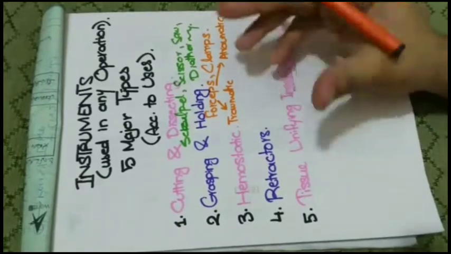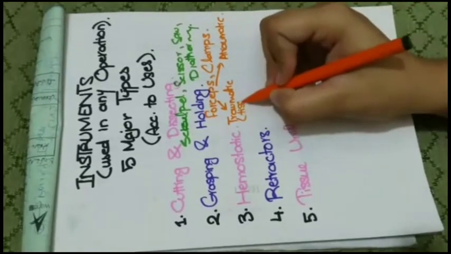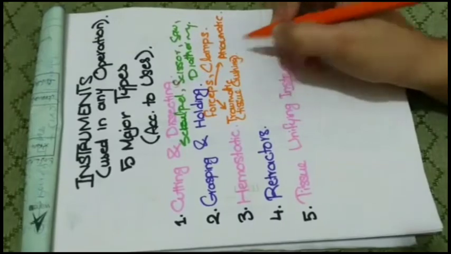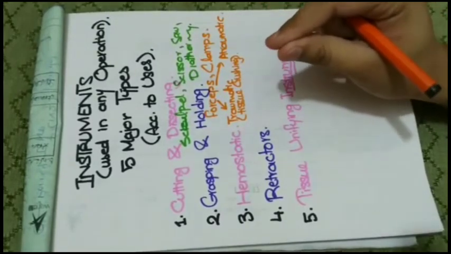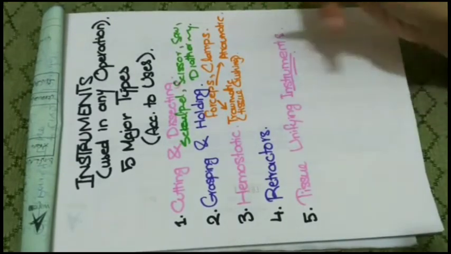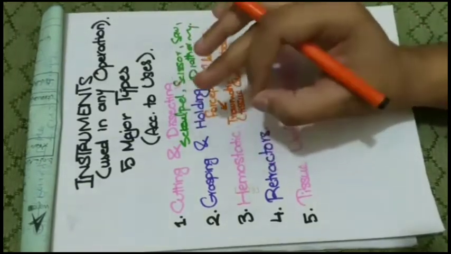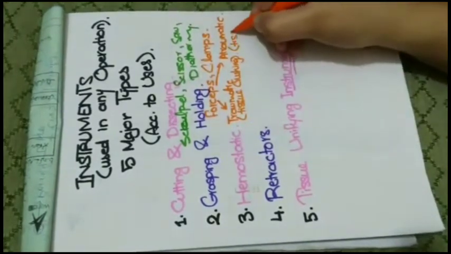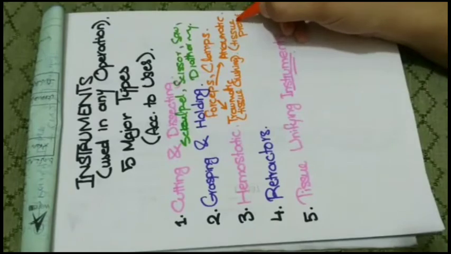Traumatic forceps are tissue crushing forceps. They completely crush the lumen. And the atraumatic forceps are tissue preserving forceps. They are different. They have space in them. They preserve the lumen. They treat the tissue delicately. They are atraumatic forceps.